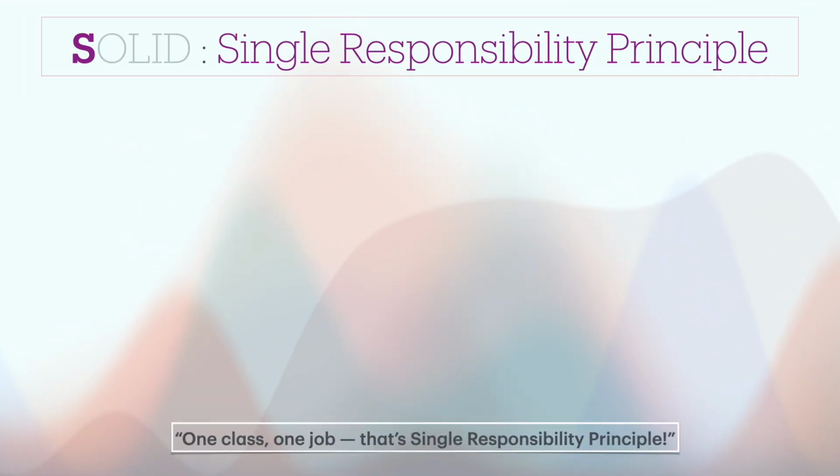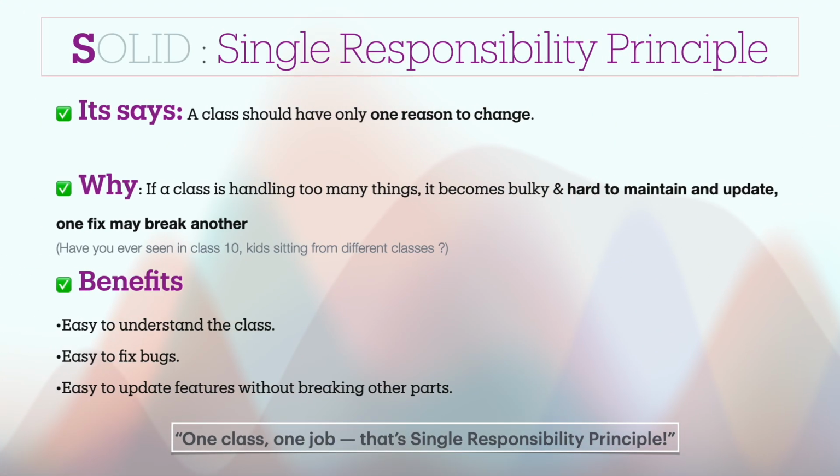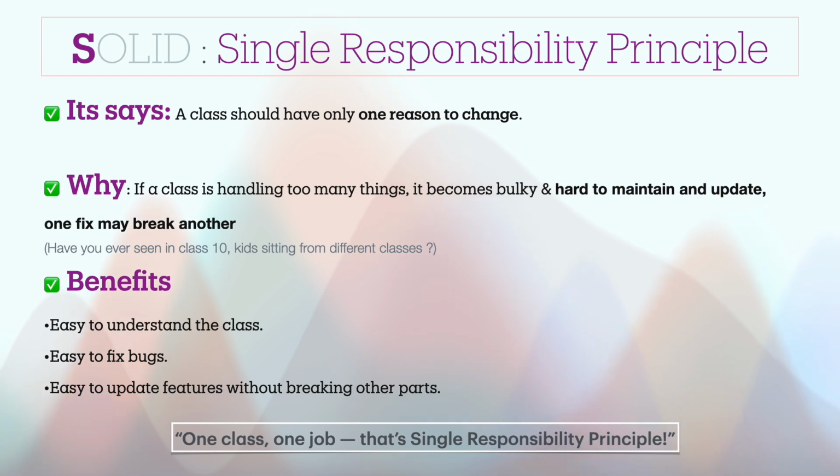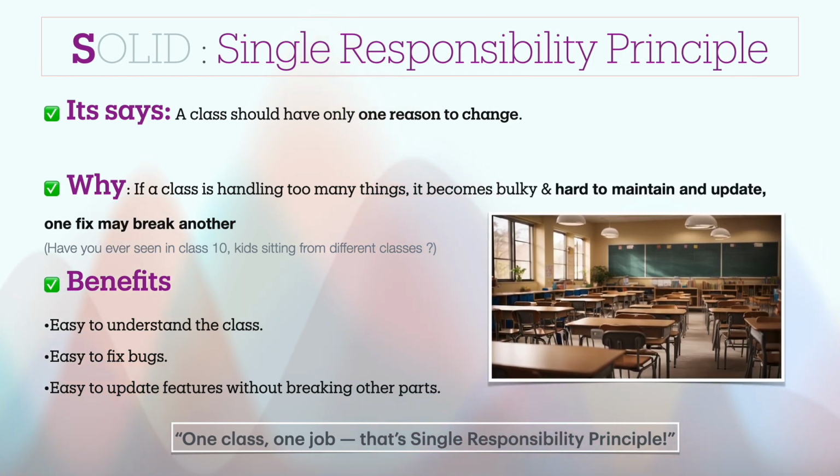In this series, first of all, we'll talk about the single responsibility principle. It says a class should have only one reason to change. Why? If a class is handling too many things, it becomes bulky and hard to maintain and update. One fix may break another. Have you ever seen in class 10 kids sitting from different classes? No, right? It doesn't make any sense.